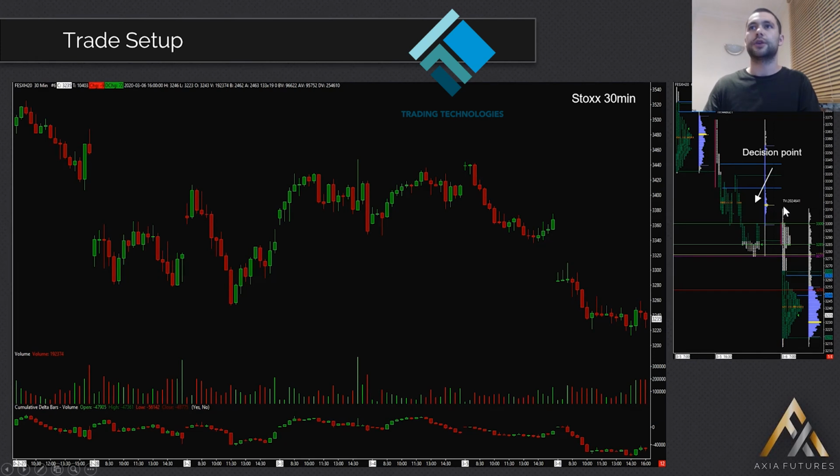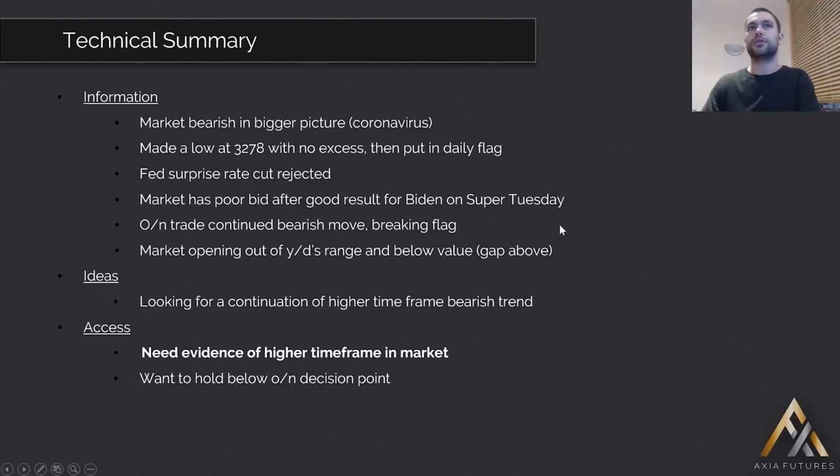Obviously, if we are holding below that decision point, then the market is still continuing to hold this decision that, well, actually, the market is weak. And so while we do that, we should be open to potentially playing a move to the downside. So let's go back over our technical summary before we move on.